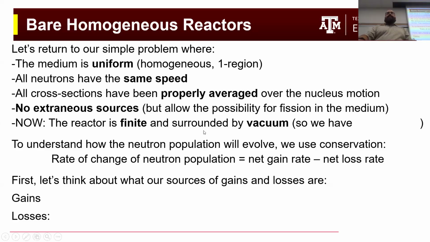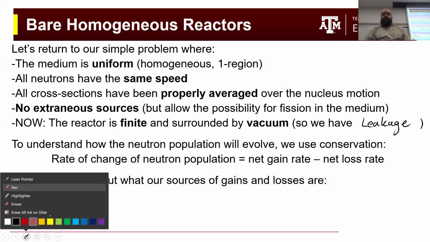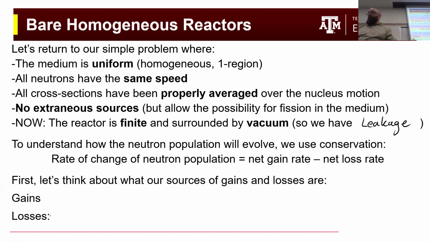And now the reactor is finite, but it's surrounded by a vacuum. So that means that we have leakage. If it's a finite reactor, then we can have leakage. So the gains in this case, we're still going to have gains due to fission. But now we're going to have an extra gain term because of neutrons leaking into our volume. So we have an in leakage term.